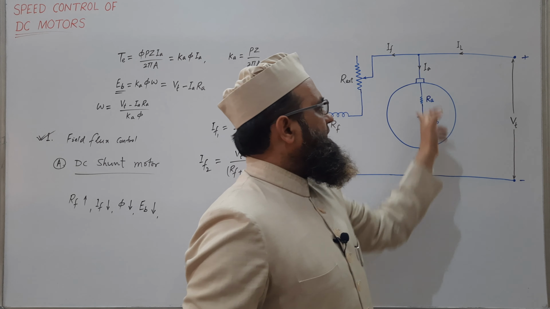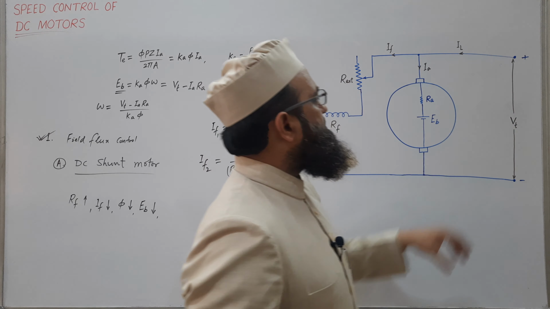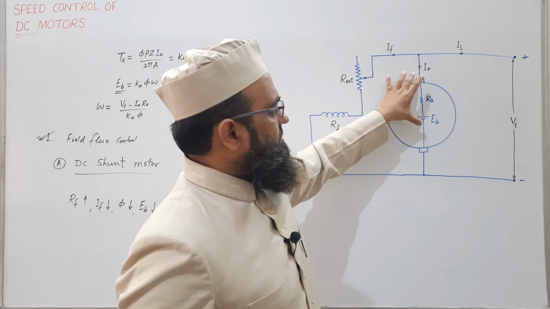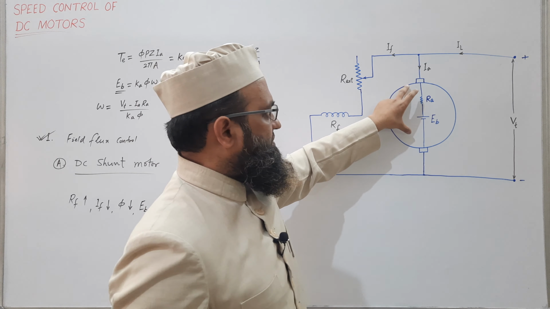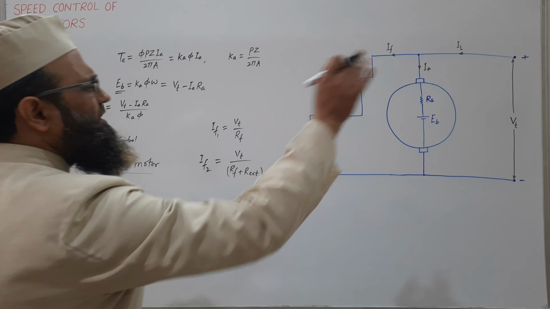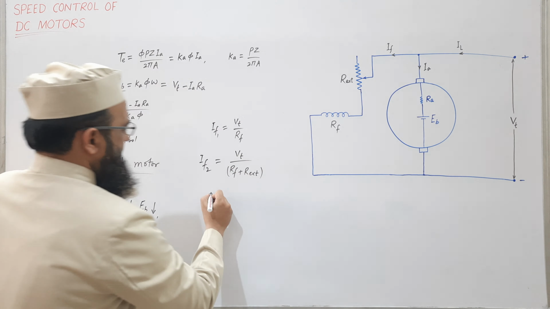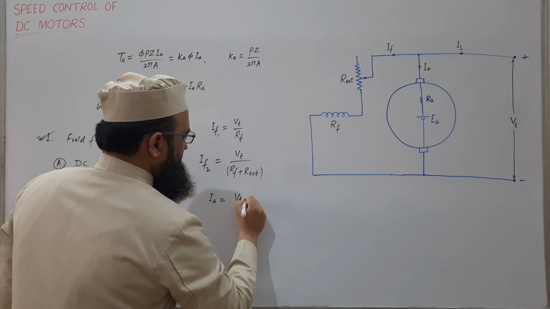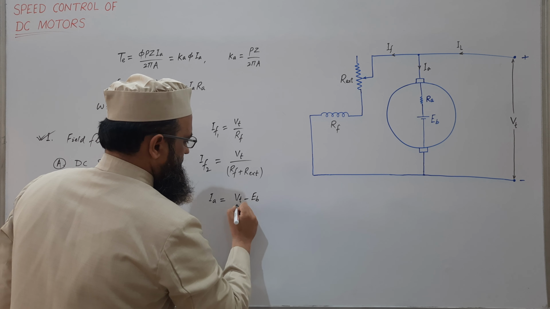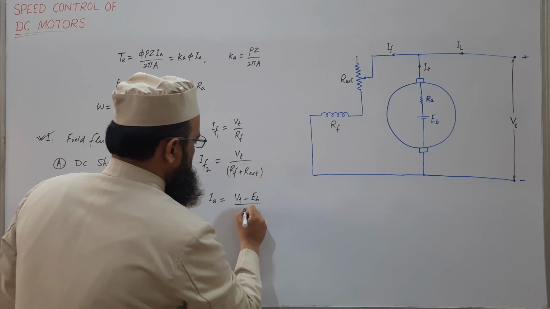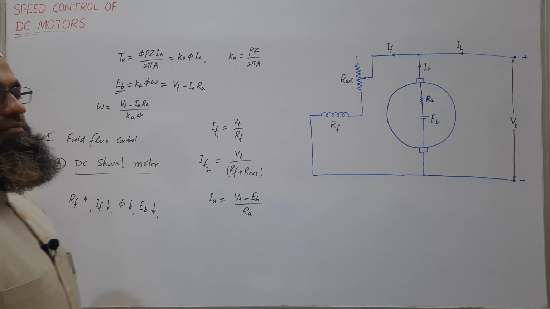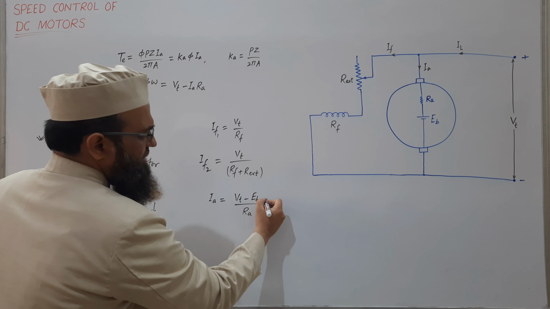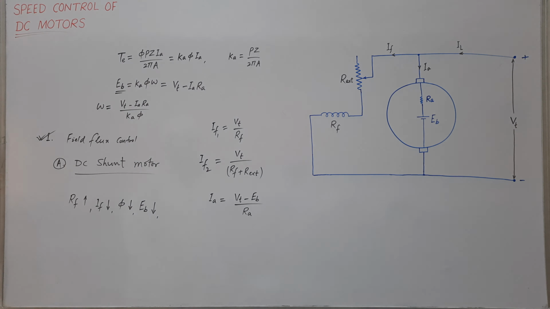So apply KVL. So this drop is nothing but this drop plus the drop across brushes. If we ignore the brush drop, we will write IA is equal to Vt minus EB upon RA. If you want to take brush drops, then you may write minus VBD also. Fine. If ignored, then ignore it.